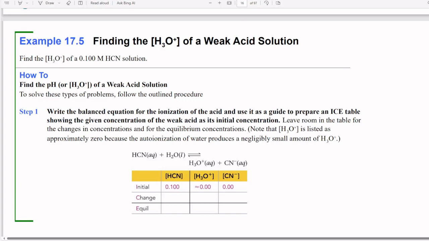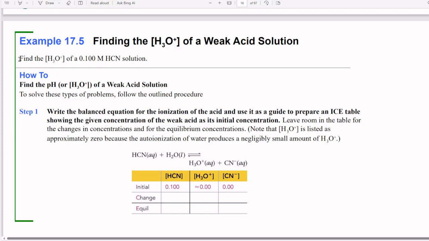Here we have an example where we're finding the hydronium ion concentration of a weak acid solution. And of course this is the first step in finding the pH. We can't calculate the pH until we know the hydronium ion concentration. For a weak acid solution, we need to set up an equilibrium expression and an ICE table in order to calculate the hydronium ion concentration.